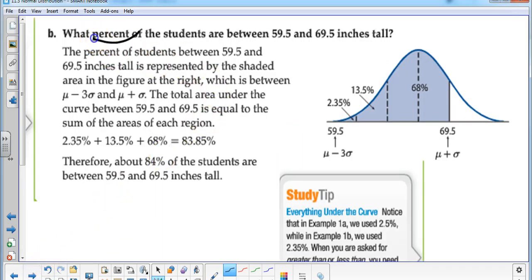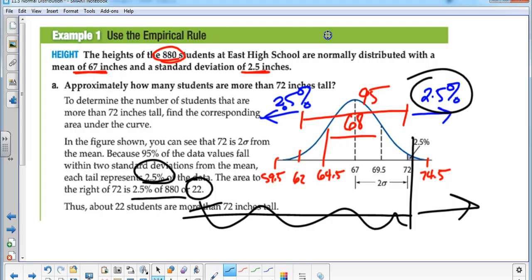This one just asked for the percent. Same question. What percent fall between 59.5 and 69.5? Remember back here when I wrote all these, let me see if I can erase some of this. Or not.